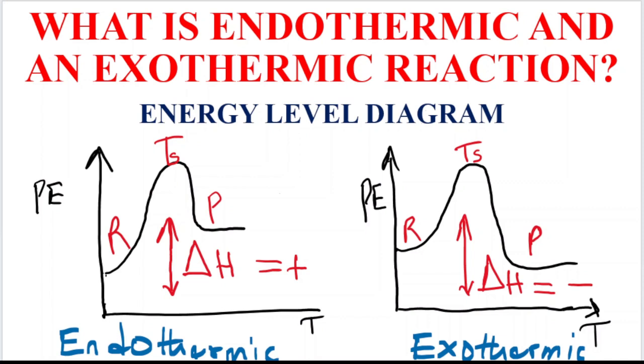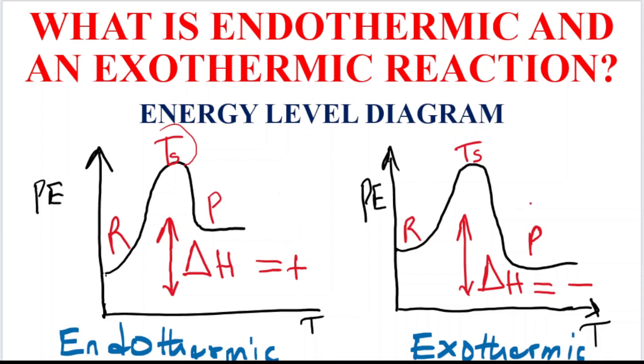In an endothermic reaction, the reactant is lower than the product. You can see this is the activation energy, and this is the change, the difference between the product and the reactants. So in an endothermic reaction, the delta H remains positive.